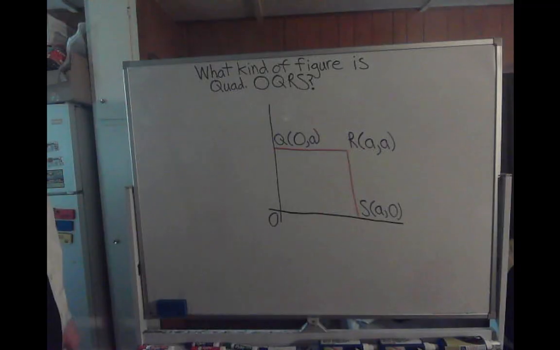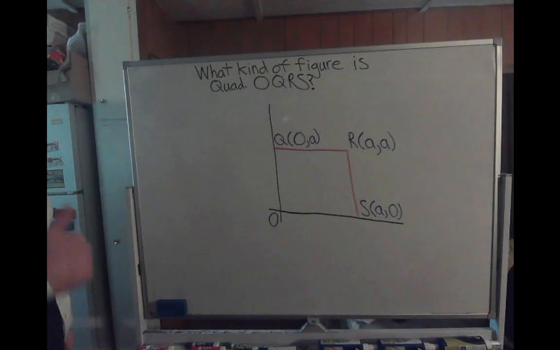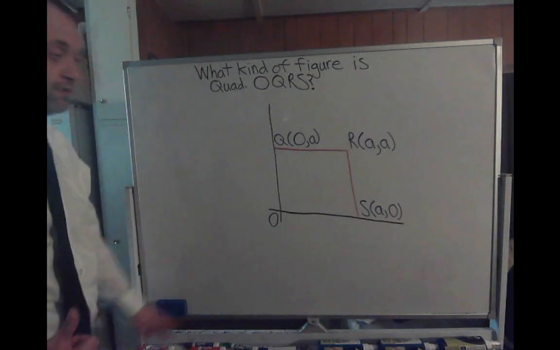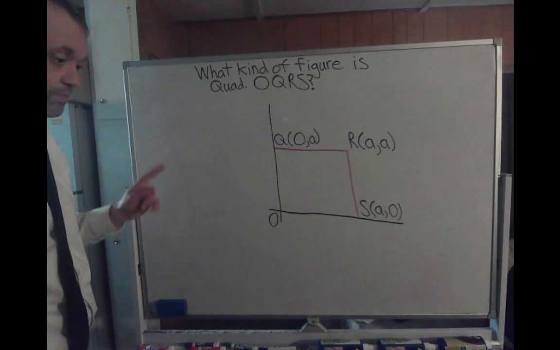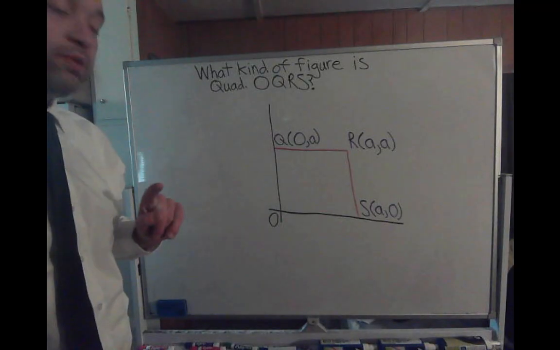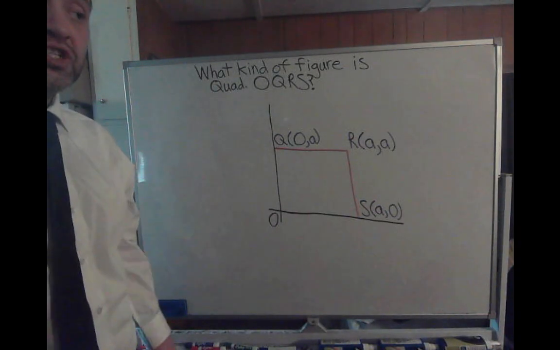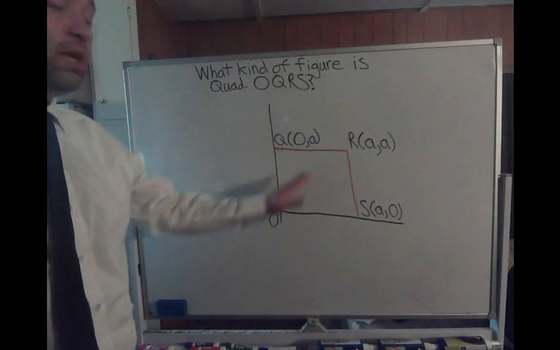So looking at this, it could be a parallelogram, it could be a rhombus, it could be a rectangle, it could be a square. So what we need to determine is which one of those it is. First thing I would do is determine the slope of two lines. The reason I say that is, if we can determine that two of these lines are perpendicular to each other, we can determine that at minimum this is a rectangle.